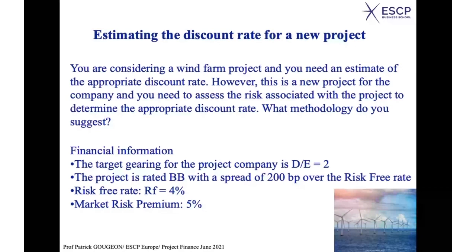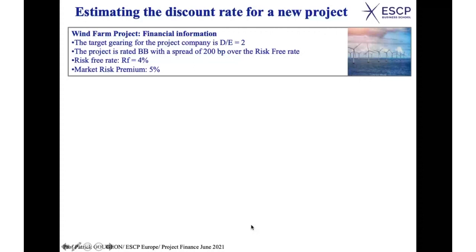The project is rated BB with a spread of 200 basis points. You know what it means: if you have a risk-free rate of 4%, then the interest rate would be 6%, 4% plus 200 basis points. And let's assume that the market risk premium is 5%. Okay, here are the data. So what is the methodology?